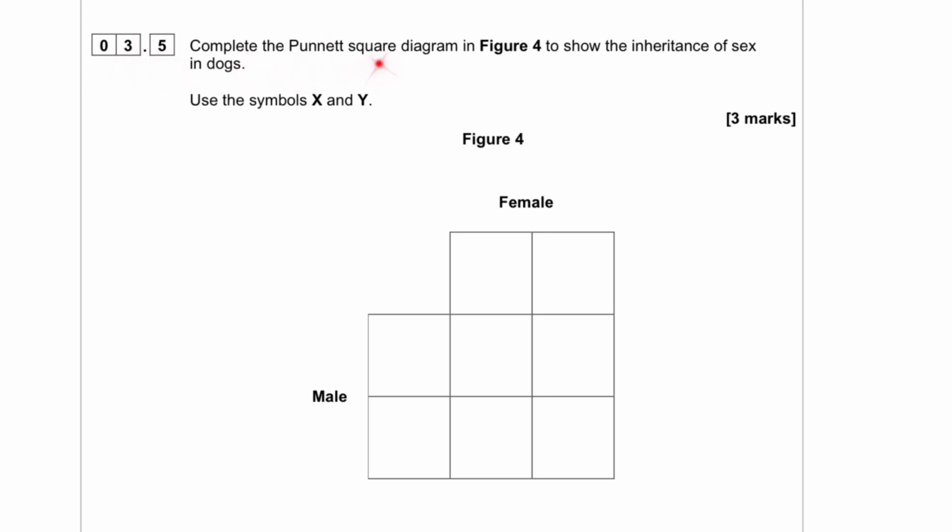Question 3.5. Complete the Punnett square diagram in figure 4 to show the inheritance of sex in dogs using the symbol X and Y. So we got figure 4, female and male. Male is XY and female will be XX. So what we need to do is X and X form XX. Likewise, X and X also form XX. The X and Y, and we have X and Y, X and Y.